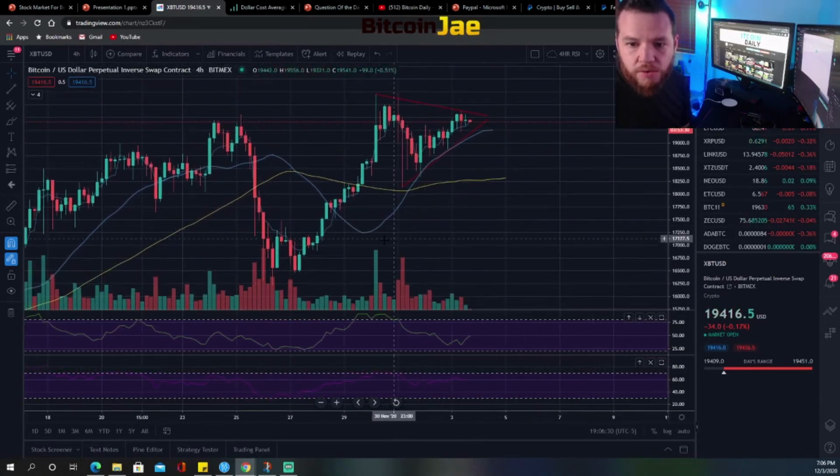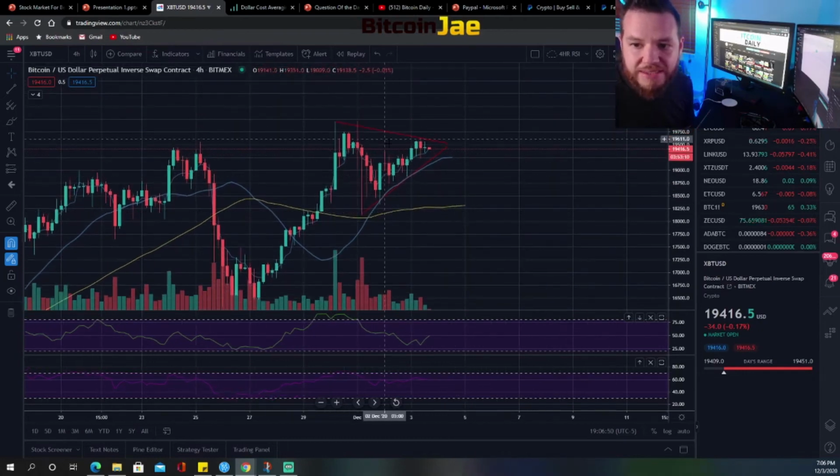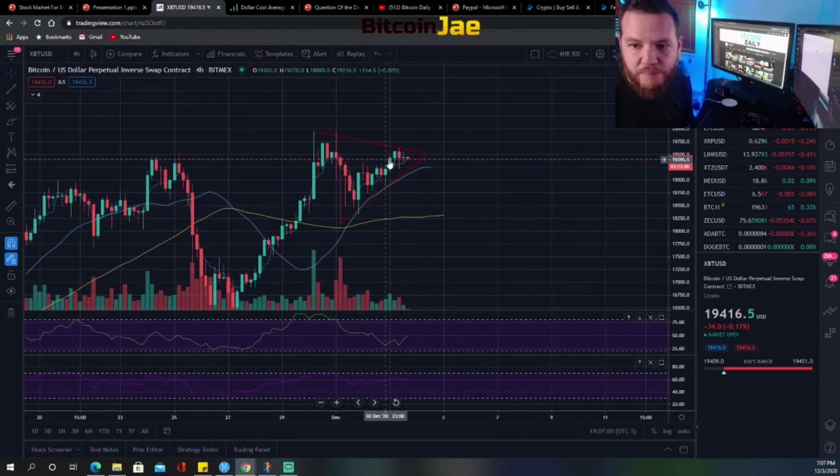Now after this move up, we have consolidation again. We're consolidating near the highs, right? The high over here is basically 20k. That's the top of this range, right? Now we're consolidating, so the way that we play this is that we're waiting on a breakout here. We have the descending resistance line here that forms that top. So we need a break above this.